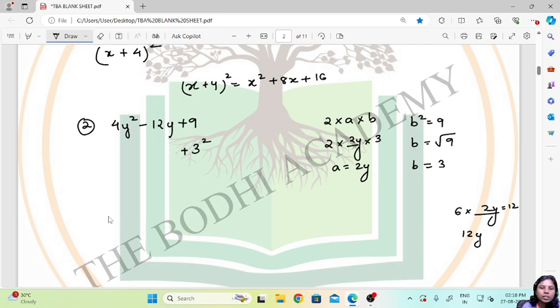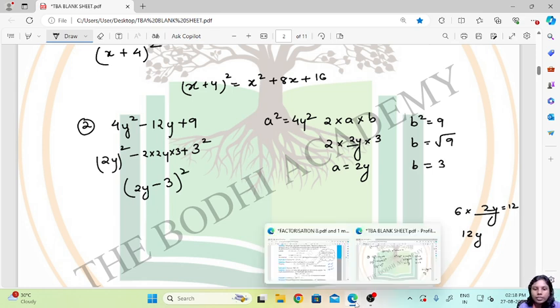So this will be minus 2 into 2y into 3. And lastly 4y square. We already know a, so the first term is a square, that is equal to 4y square, correct? So we can write this as (2y) the whole square. Now we have found a and b already. So a is 2y minus b is 3, the whole square. Now let's look at the next example.